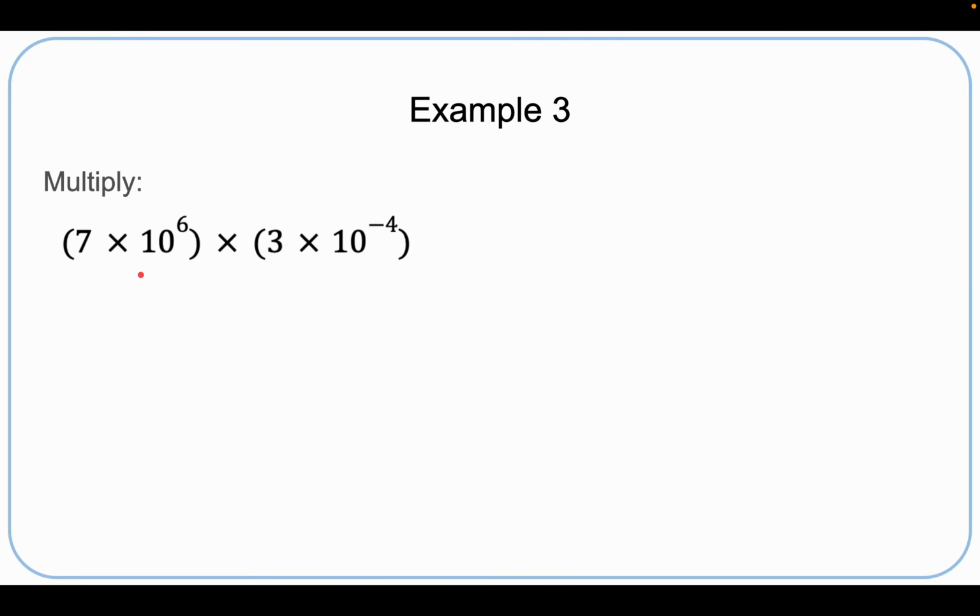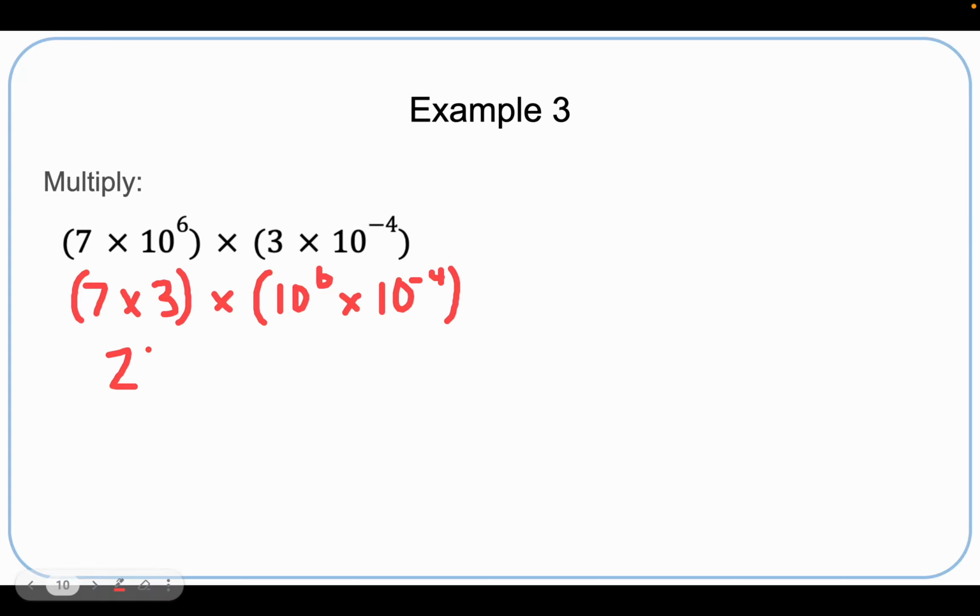All right, and another example. So we're going to rearrange these to multiply our non-exponent numbers first, 7 times 3, and then we'll multiply that by 10 to the 6th times 10 to the negative 4th. 7 times 3, that's easy, 21. And then to multiply these numbers, we just add the exponents. So 6 plus a negative 4 is 2. So then that leaves us with 10 to the 2nd power.